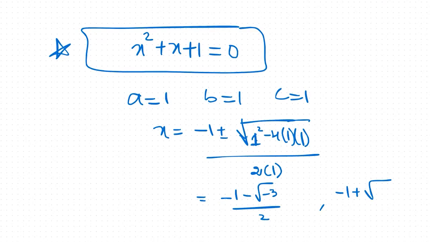1 plus 4. Oh no, it will be minus 3 only. Same, minus 3. The only difference between these two values is negative here, positive here. Apart from that, everything is same.